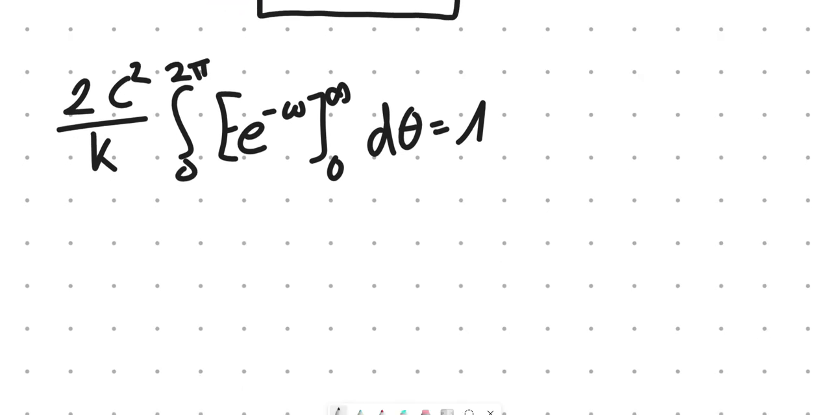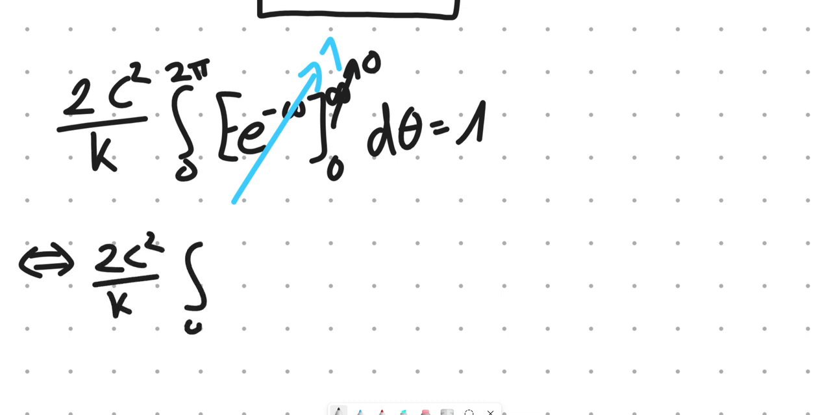Since all e functions with a negative exponent go to 0, this is going to go to 0. If we put in 0 into omega, we have e to the negative 0, which is 1, but we have the minus 1. And because of the capital F of a minus capital F of b, we would have negative 1, which is going to equal 1. So this whole chunk is going to equal 1. Now, this will lead us to 2c squared over k, integral from 0 to 2 pi of 1 d theta.